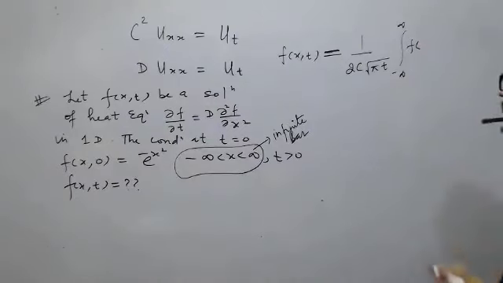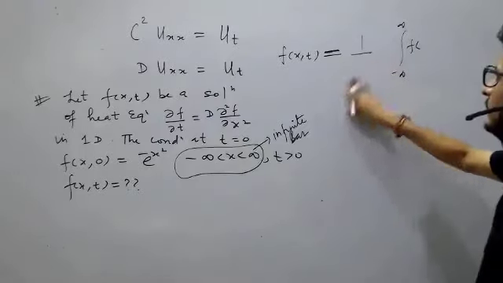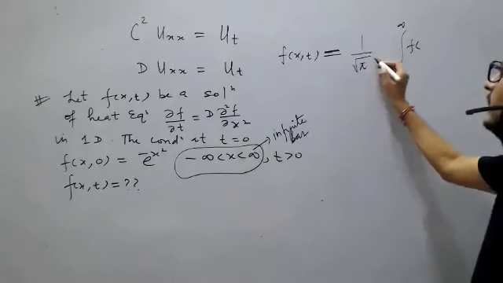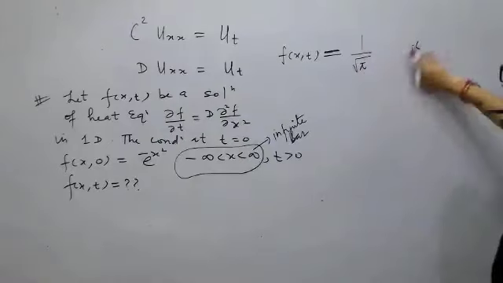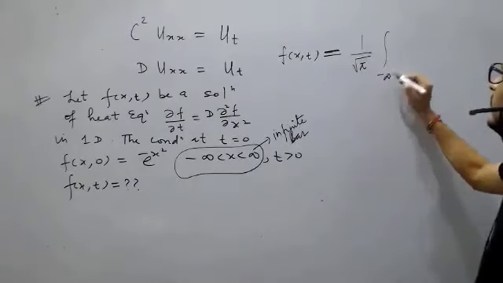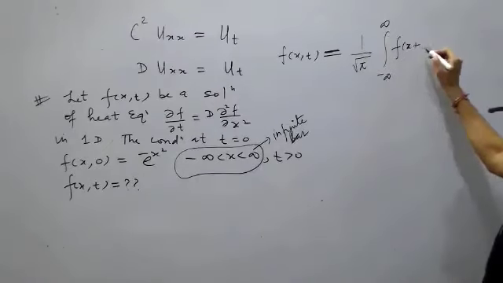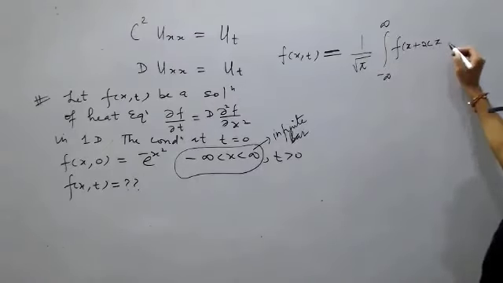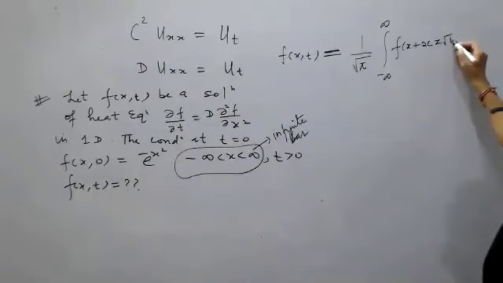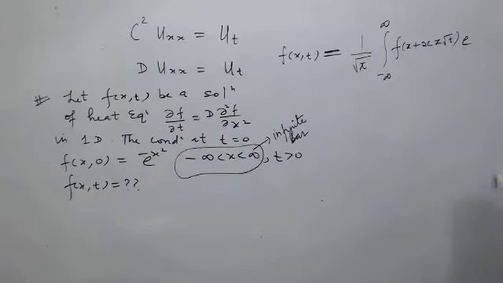Sir, yes, 1 by root pi only. 1 by root pi, integral from minus infinity to plus infinity of f of x plus 2cz root t, e to the power minus z square dz. Now please see this very carefully.